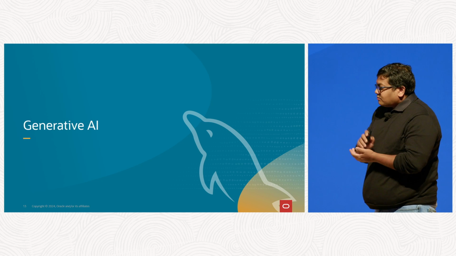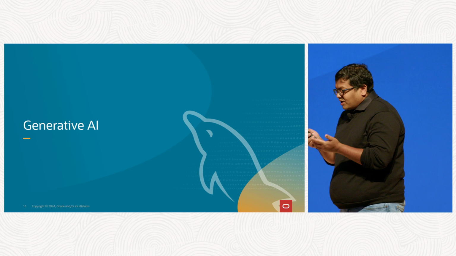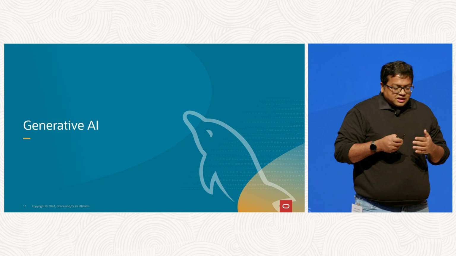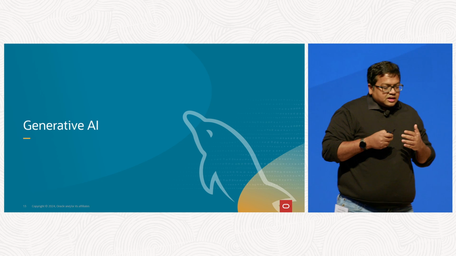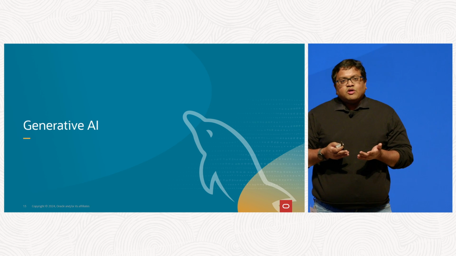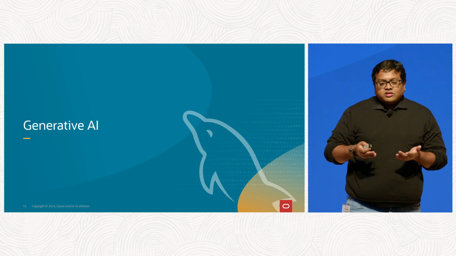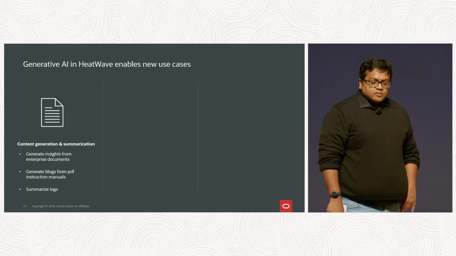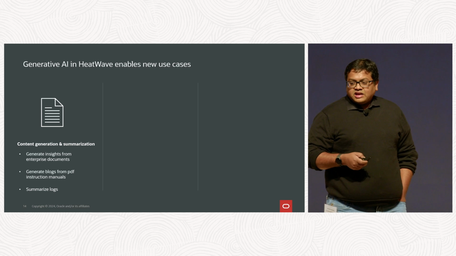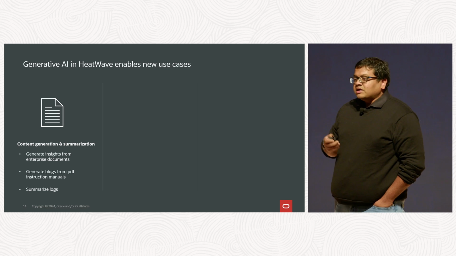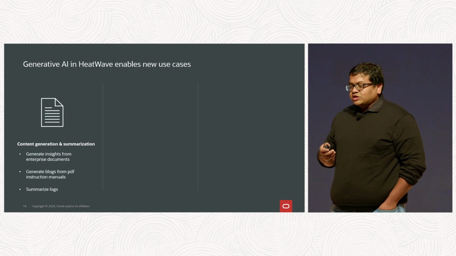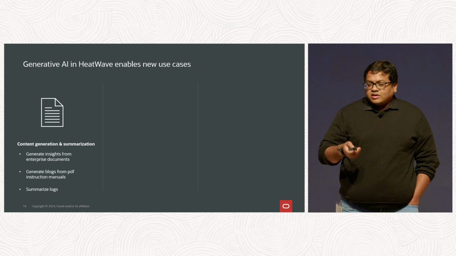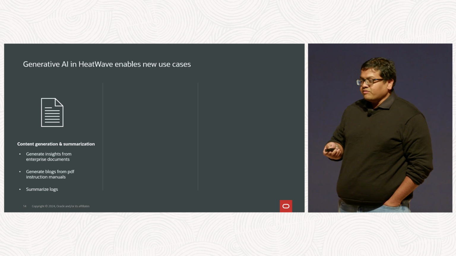Okay, now let's talk about generative AI. A lot of talks have covered this so far, but I want to give you a more detailed overview of what we are doing here, and how this works with our existing AutoML technology. As we know, generative AI in HeatWave enables new use cases. For example, content generation and summarization, where you can generate insights for enterprise documents. Summarization is one of the most common use cases for LLMs and generative AI.